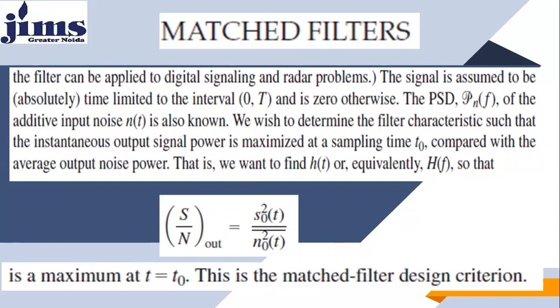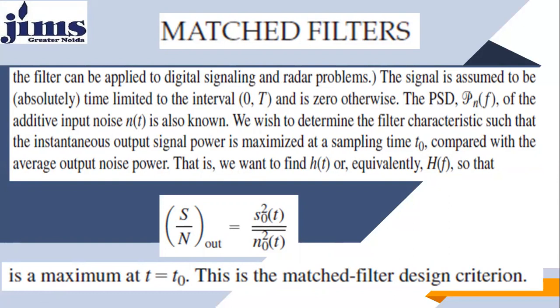The signal is 0 otherwise. As far as the noise is concerned, we always take a power spectral density of noise, Pn(f), which is always a function of f. So this is the input noise n(t), and Pn(f) is its power spectral density. We wish to determine the filter characteristics such that the instantaneous output signal power is maximized at the sampling time T0 compared with the average output noise power.